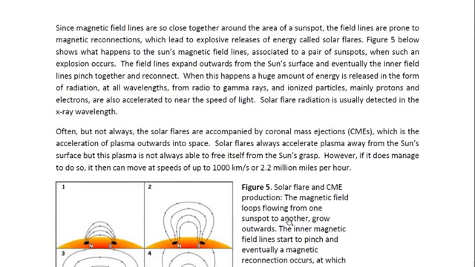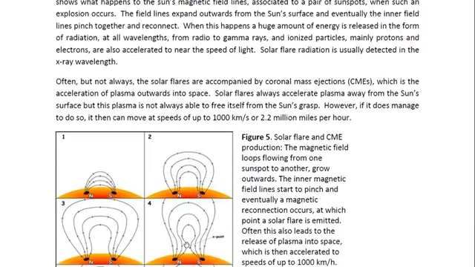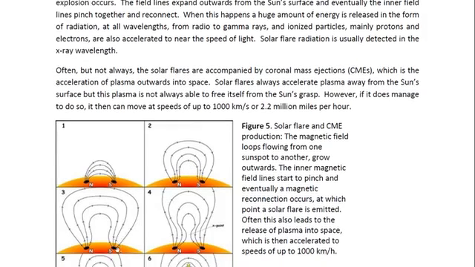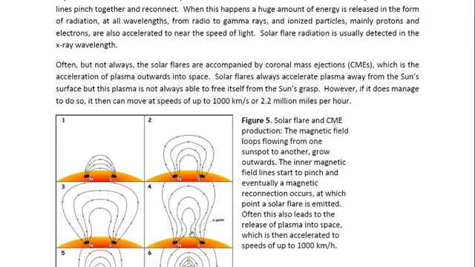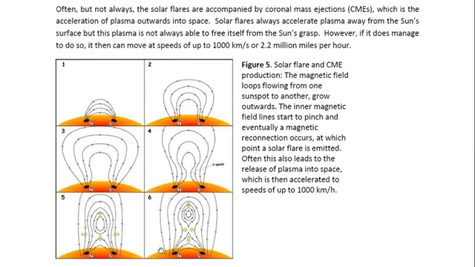Now, since magnetic field lines are so close together in areas of high numbers of sunspots, these field lines become prone to magnetic reconnections, and these lead to explosive releases of energy, which we call solar flares. So in this figure here, there's an illustration of what happens when these reconnections and solar flares occur. The magnetic field lines grow outwards from the surface of the sun, and then the inner field lines start pinching, and then they get very close together, and that leads to a reconnection.